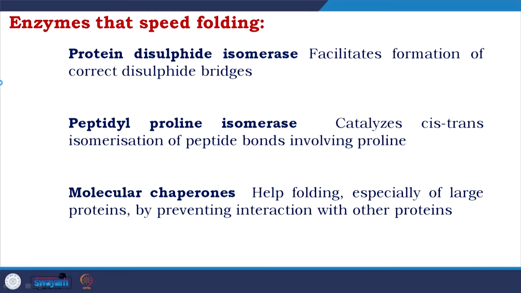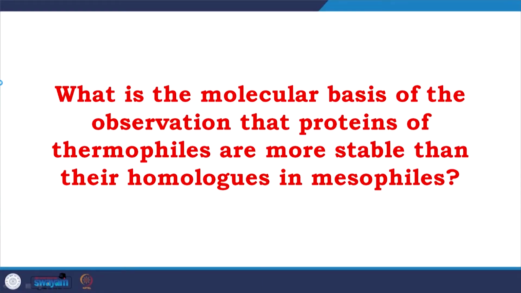I want to talk about them, but as I told, this is an introductory course. So, I mentioned them, but I did not go into detail. Rather, I will give you a problem which I will discuss later with a lot of experimental evidence. What is the molecular basis of the observation that proteins of thermophiles are more stable than homologues in mesophiles? I will explain the question.